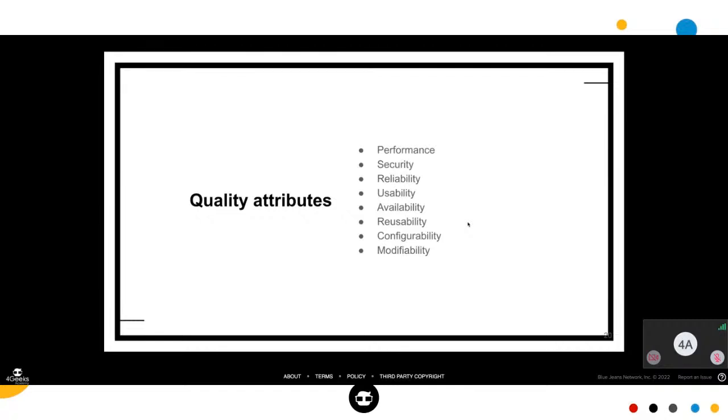Well, I'm going to list a couple of the most common quality attributes. I think they are the most common. High performance, security, reliability, usability, reusability, availability, configurability. All of these mostly are quality attributes.